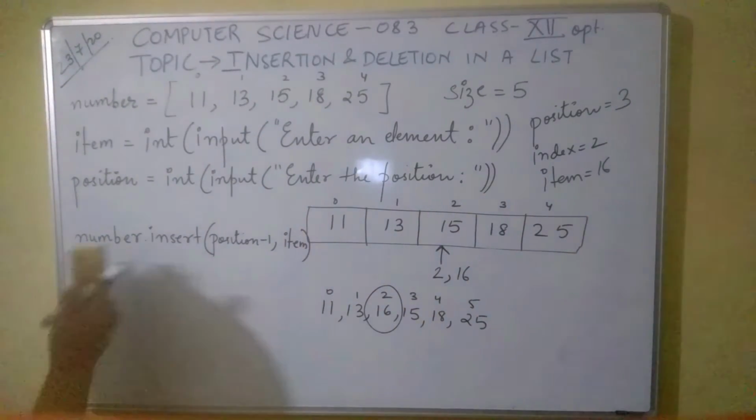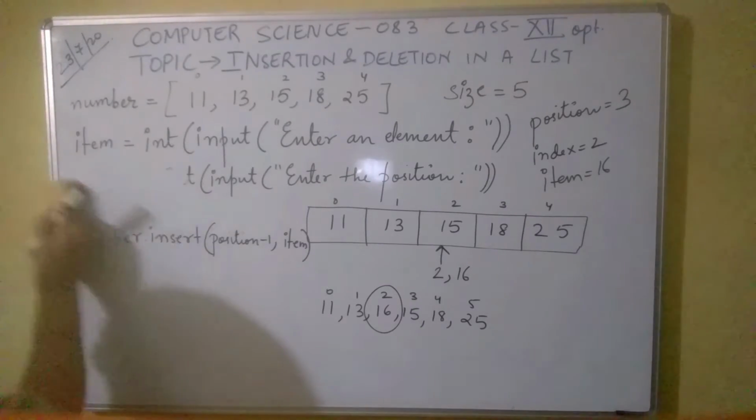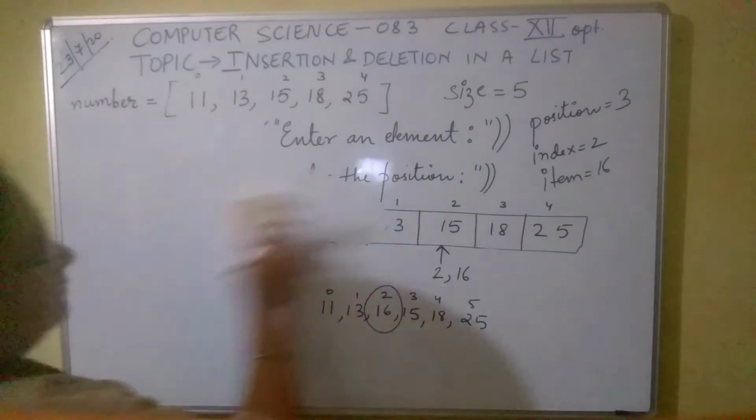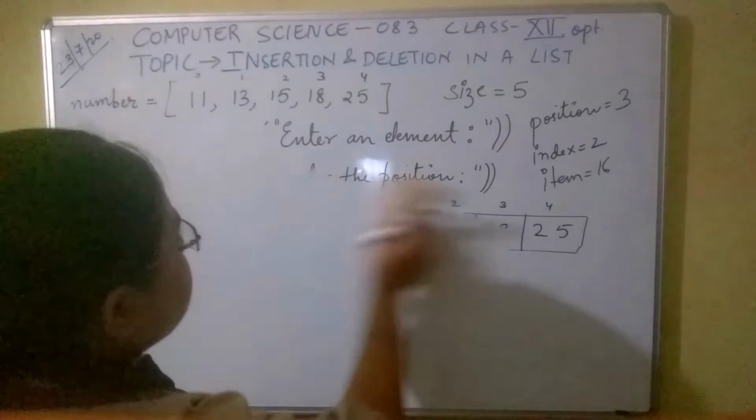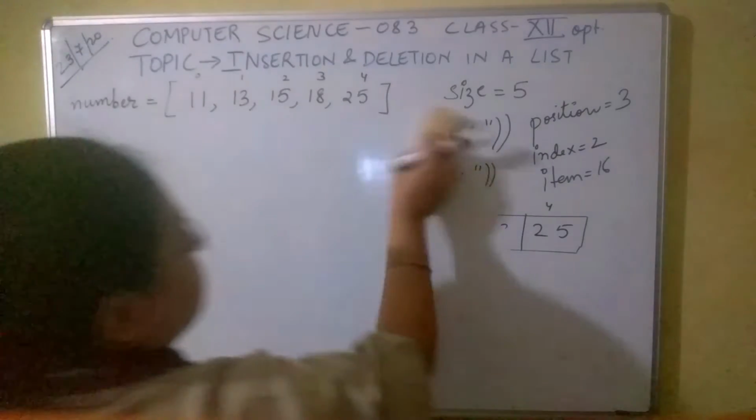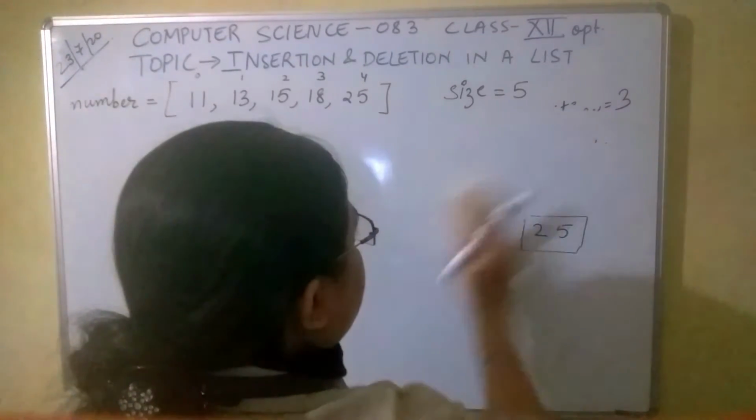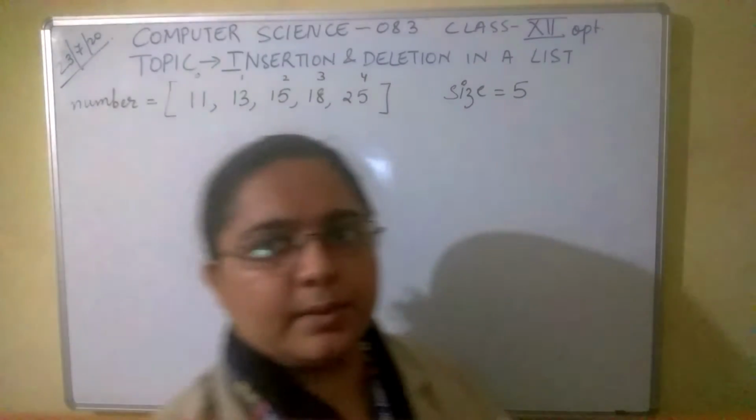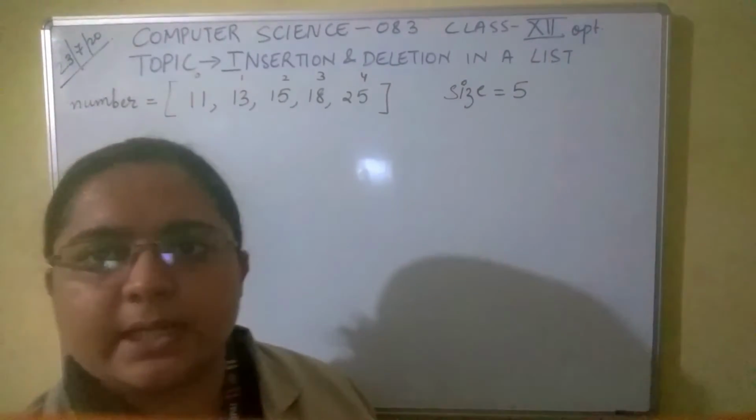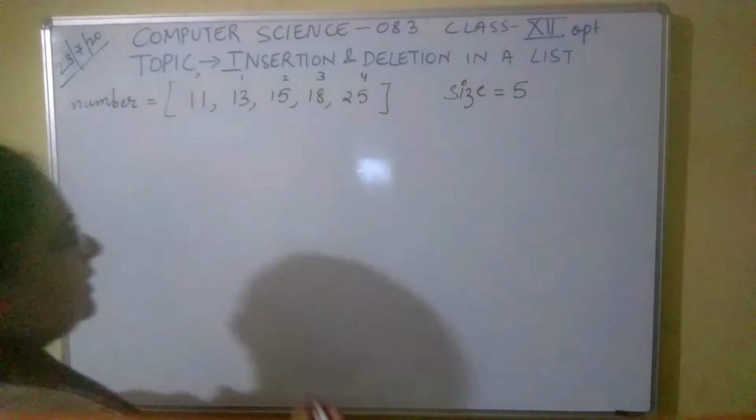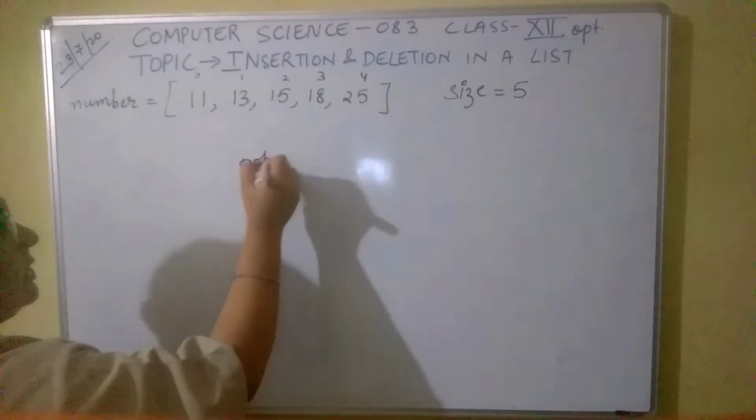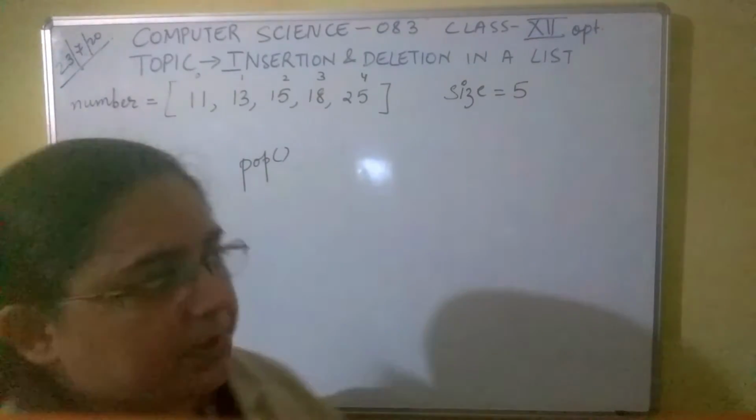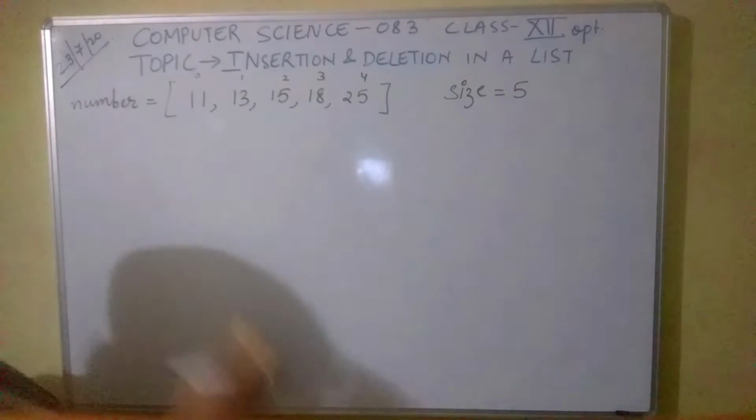Now we will see deletion from a linear list. How will it work? For deletion also, we have various functions like pop, remove, del, which we have already discussed before. Out of these, pop is the function which returns a value, which returns the deleted element. So we are going to use pop over here.